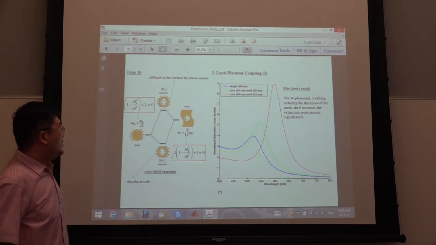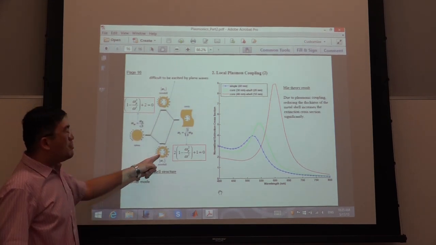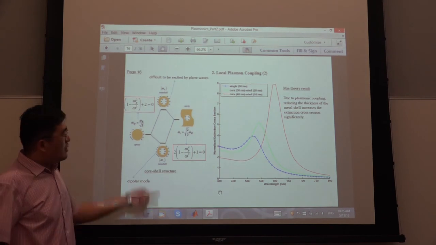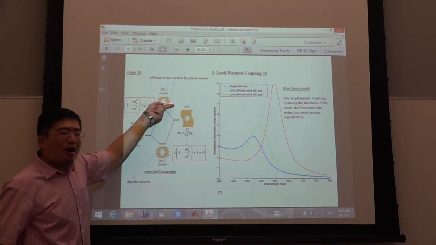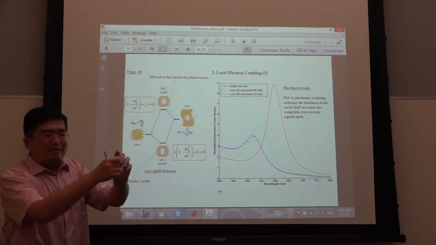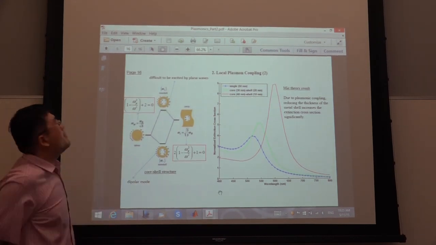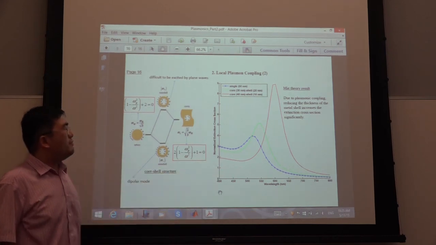This is an intuitive picture to understand. This is a dipole mode. Typically, using a plane wave you can only excite this lower mode. It's very difficult to excite the high order mode, except if you use some evanescent wave or use a dipole to excite that. So this is an interesting picture.